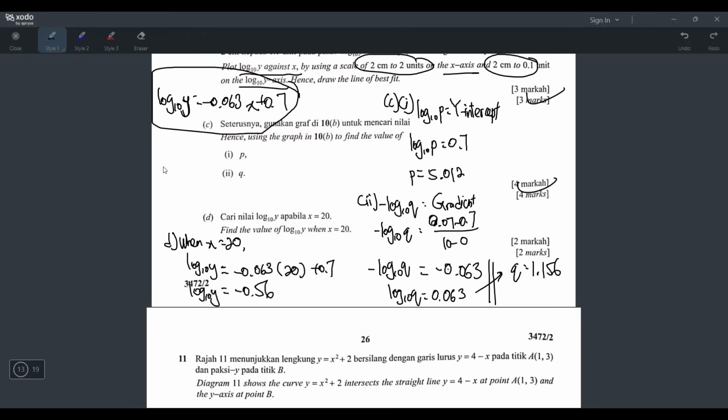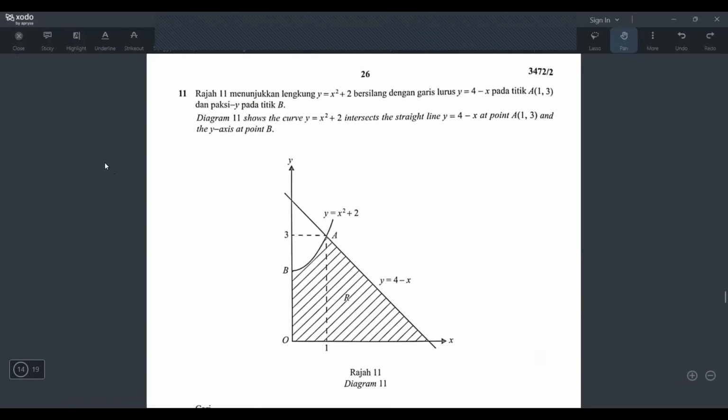Okay, let's continue. So the next question is number 11. So this is integration, all right? So let's read the question. Diagram 11 shows the curve y equals x squared plus 2. So this is the curve equation. Intersect the straight line y equals 4 minus x, straight line, at point A, 1, 3. So I should label this 1, 3. It means the x coordinate is 1, the y coordinate is 3.